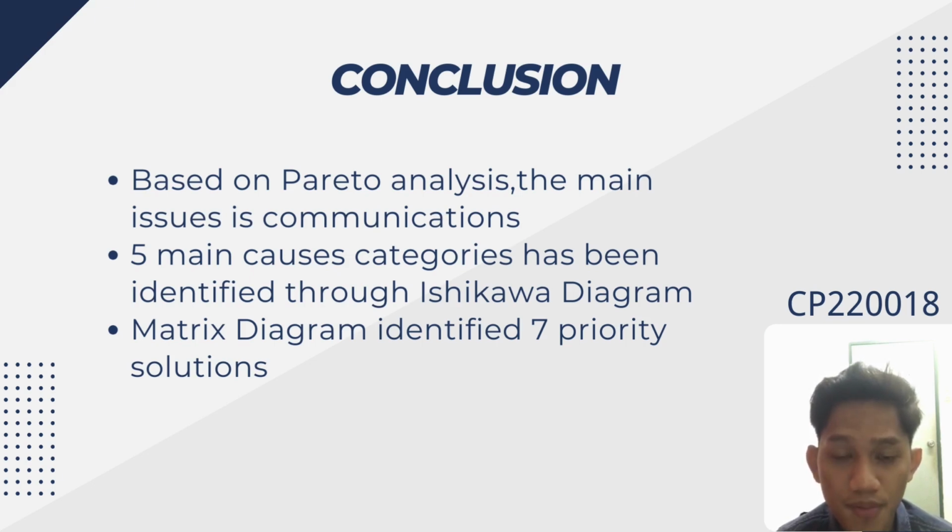Based on matrix diagram evaluation, 7 priority solutions have been identified as safety measure, clear guidance, quality control check, use of advanced technology, equipment maintenance, team communication, and proper packaging. This study will help 3PL companies as a guideline to improve their handling process in the future for better performance.